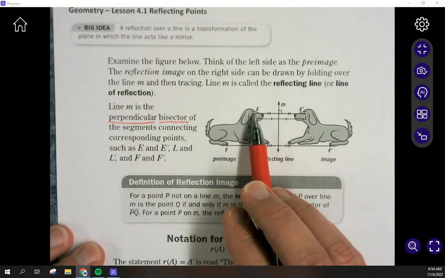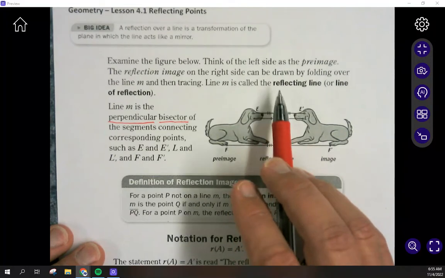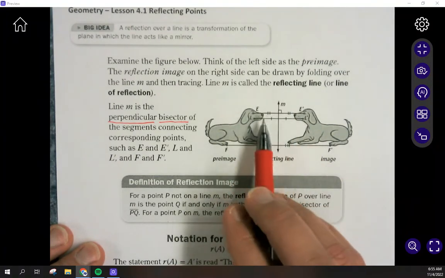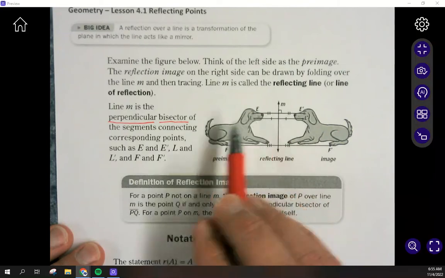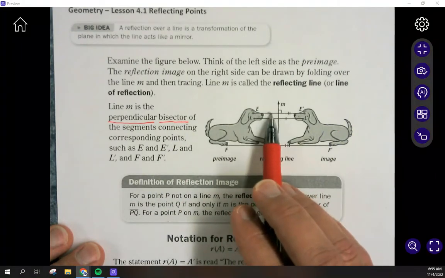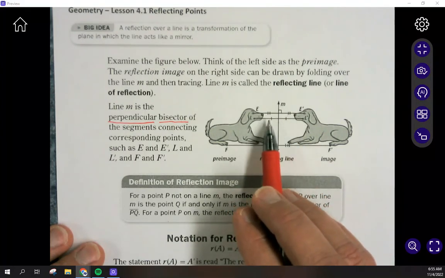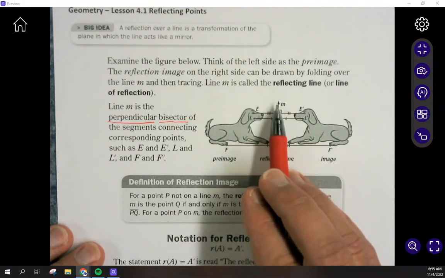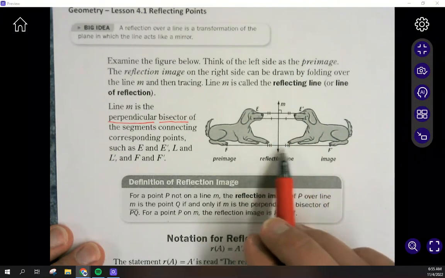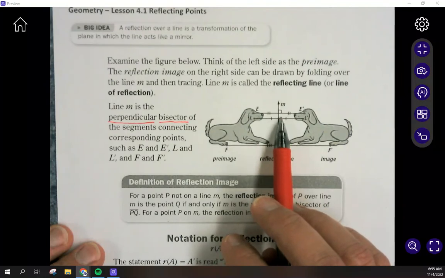So if I take the line that connects the dog's eye to the new eye over here on the image, line M, the line of reflection, cuts that perfectly in half. That's the bisector. And that's what these markings show you. These two slashes tell you that this segment matches this segment. This one slash tells you this segment matches this segment. So line M is cutting these segments perfectly in half, so you get two equal segments. And not only that, it's hitting at 90 degrees.